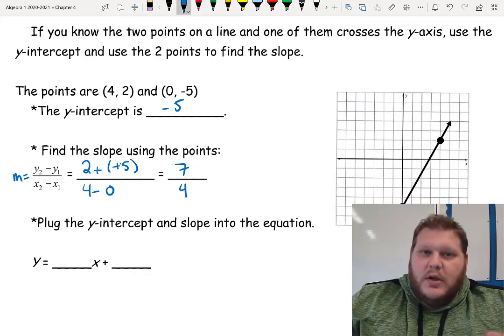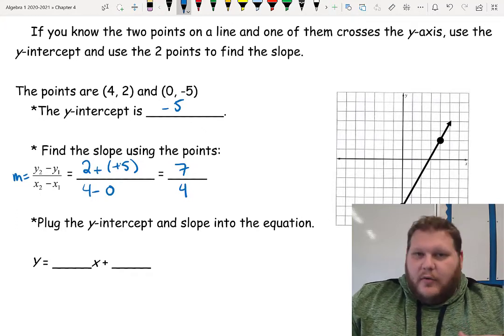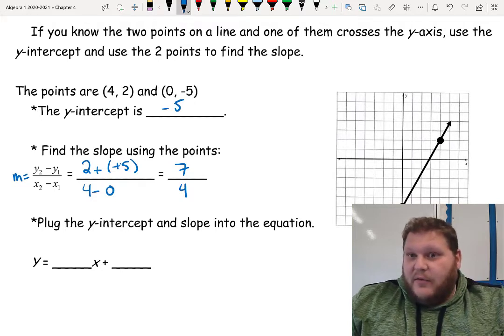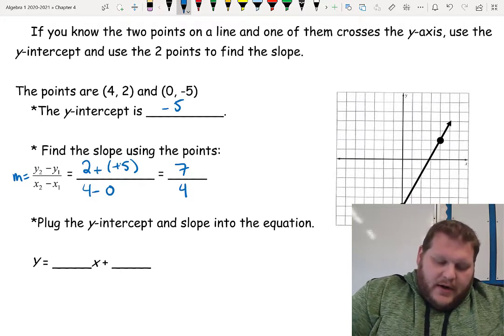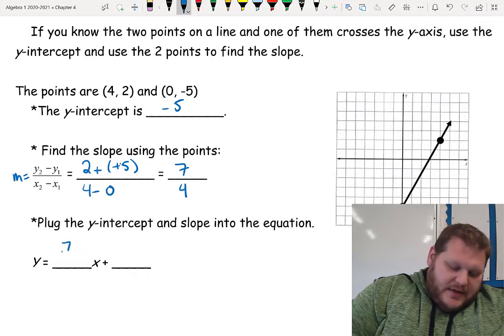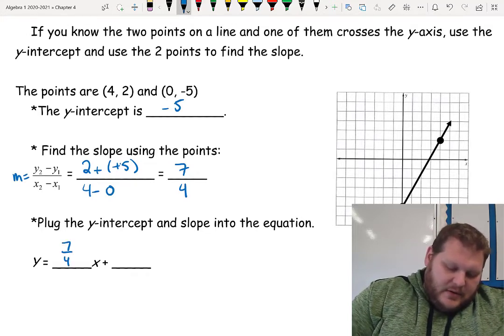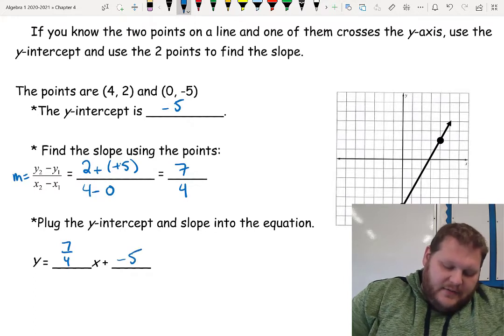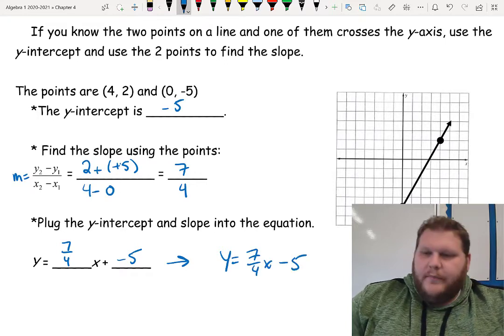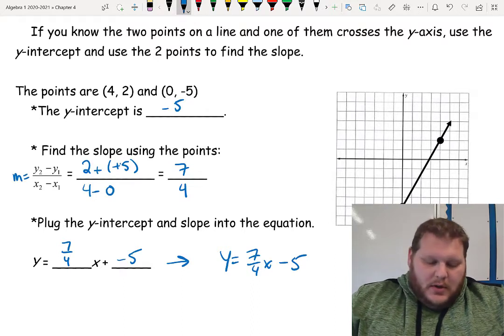-5 minus 2 is -7, 0 minus 4 is -4, so -7 over -4 reduces to +7 over 4. So we have our slope, we have our y-intercept, so we're just going to put it together. 7 over 4x plus -5, which really I would probably write as y equals 7/4 x minus 5. That's how I would write that one.